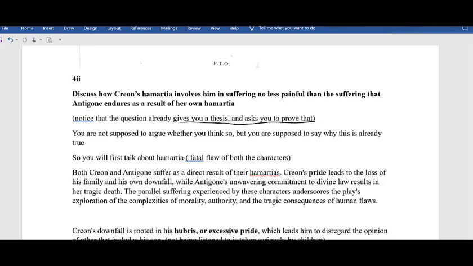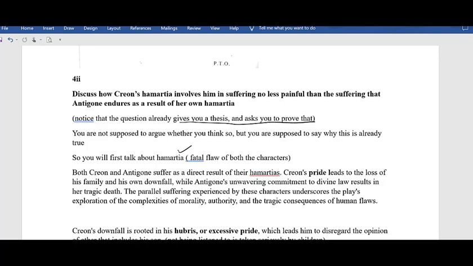You are not supposed to argue what you think, right? Whether you think so. But you're supposed to say that this is already true, and then you are supposed to talk about why. Okay? So first, in this particular question, you would talk about hamartia.